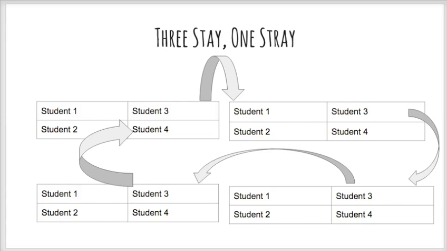Then, as the teacher, you can either tell them in advance or select at random one student to stray to another group and explain what your group's answer was and how you got there. And then after you're done explaining, that student's responsibility is to find out what that group learned.